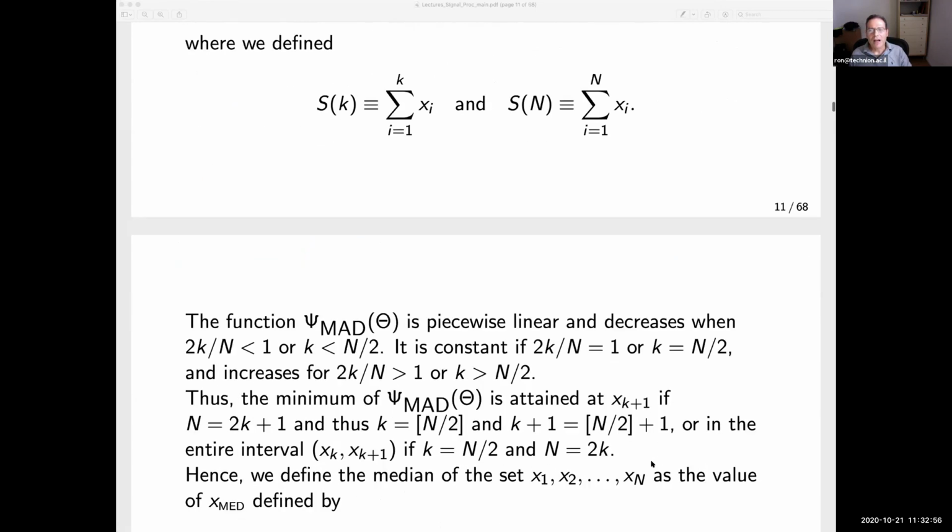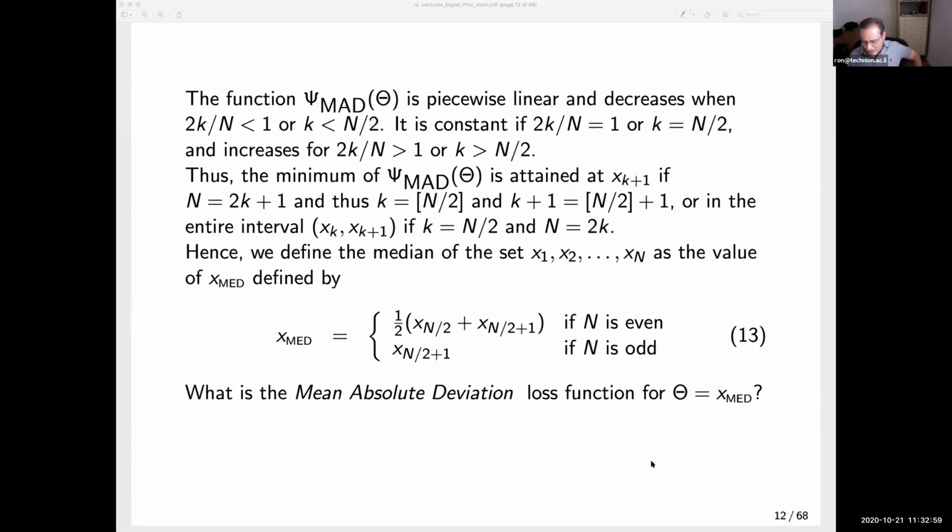So again, what we are doing is analyzing the MAD. We see that the MAD is piecewise linear and decreases when k is smaller than n over 2, and we see that the derivative is equal to 0, or the value of the function is constant, when 2k over n is equal to 1, and then it increases. Okay. So the minimum of this function is attained at a specific k if it satisfies this equation, and immediately we know that it needs to be the point in the middle.